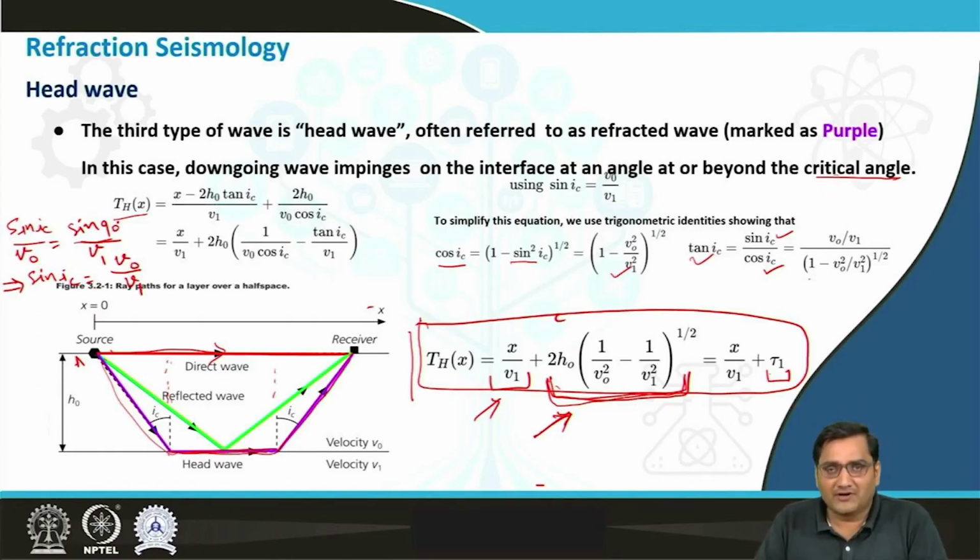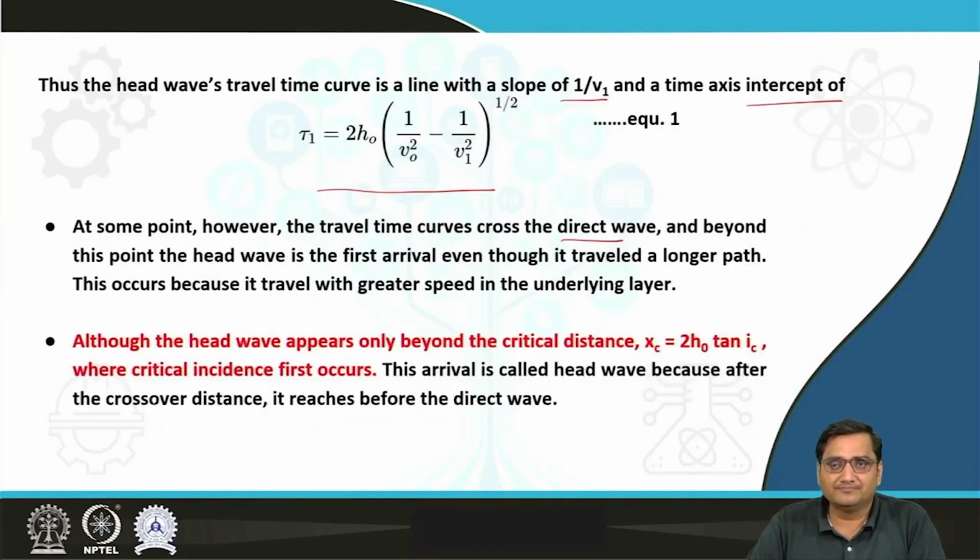And there is a concept of critical distance as well. The critical distance is when a ray that is coming downward has an incident angle equal to the critical angle. The distance at which this starts to happen is known as the critical distance. This critical distance is defined by xc, which is equal to 2h0 tan ic. So although the head wave appears only beyond the critical distance, xc equals 2h0 tan ic, where the critical incidence first occurs. This arrival is called the head wave because after the crossover distance, it reaches before the direct wave.